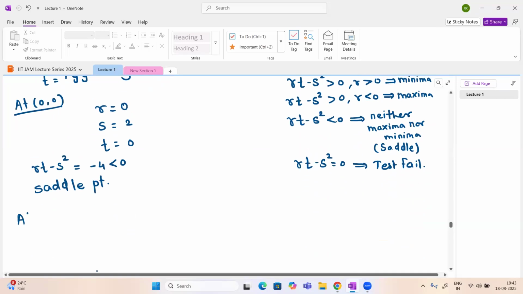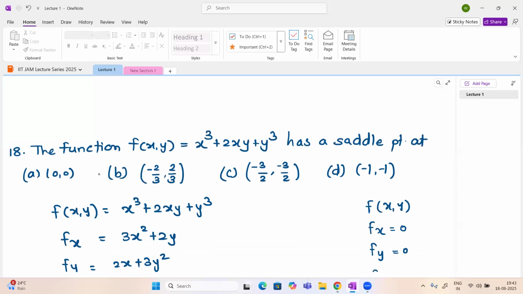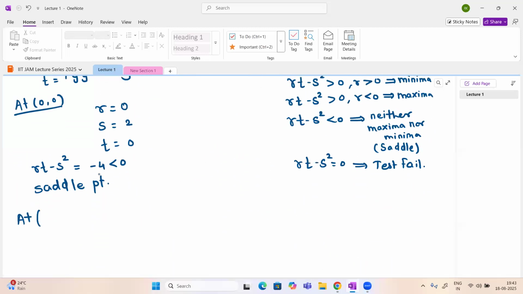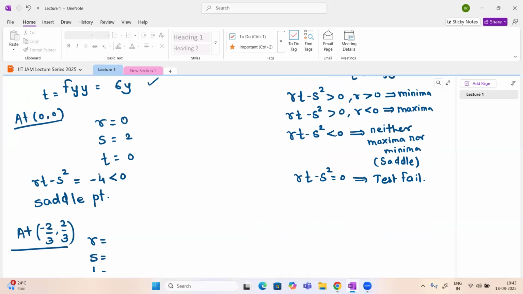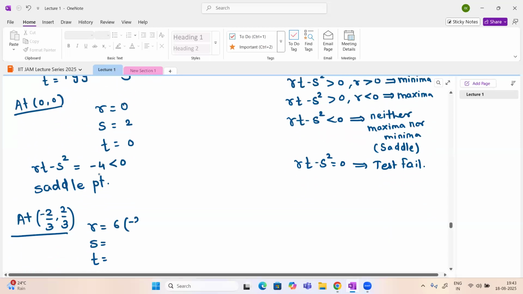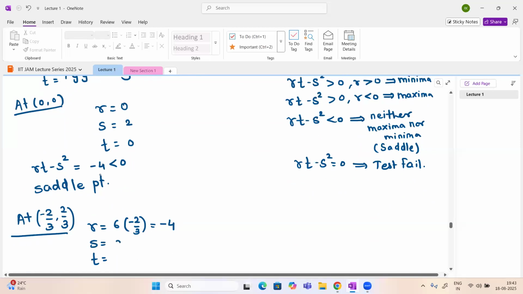So what is the second point? Minus 2 by 3, minus 2 by 3. Then tell me the values of R, S and T. R is 6 into minus 2 by 3, that means you will get minus 4. S is fixed, which is 2.